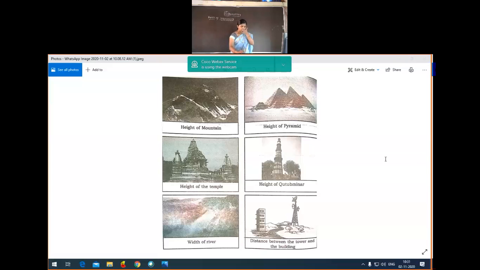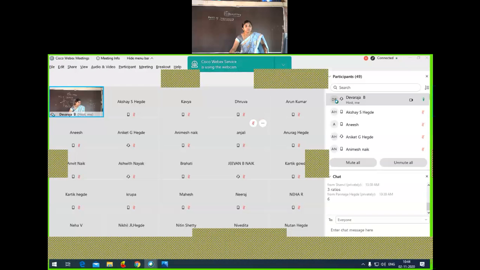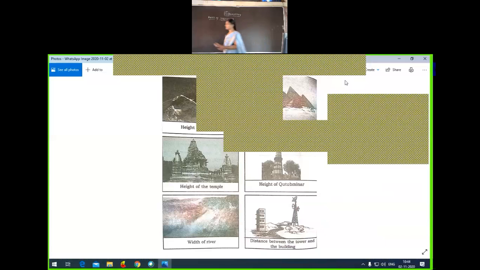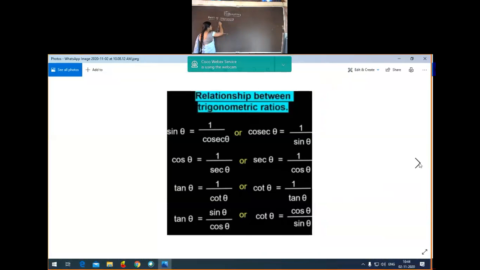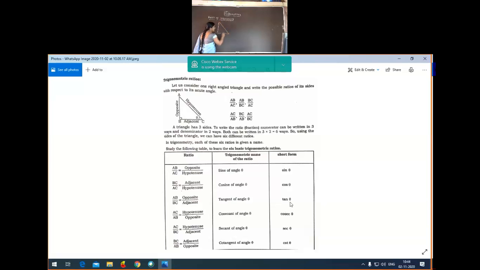Everyone knows the right angle triangle concept, right? So here we'll take one right angle triangle. Just observe this right angle triangle. It has three sides, no? Let us mark this triangle as A, B, C, with the right angle at angle B. See here, angle B is 90 degrees.